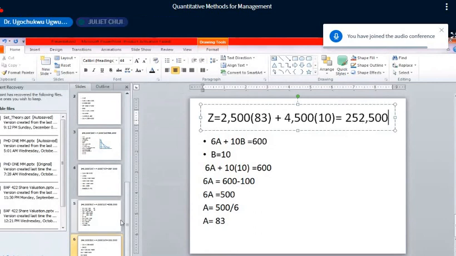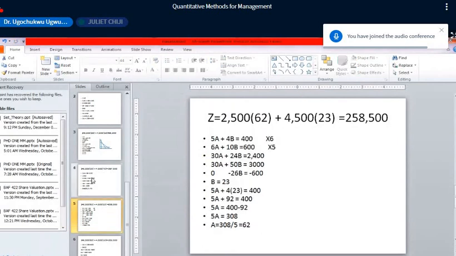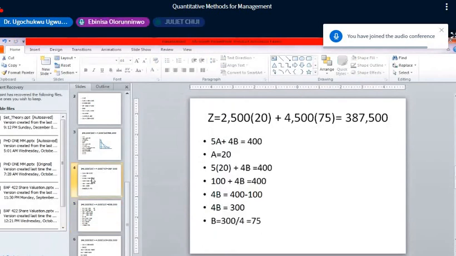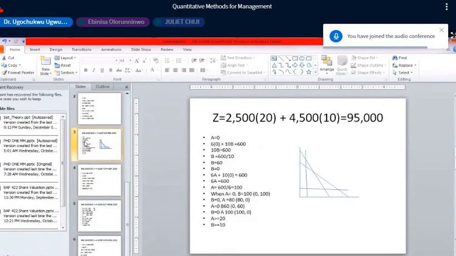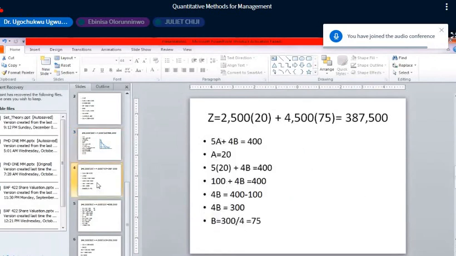Now, if you look at the figures, this is the last one. So if you look, this one is 252,500. This one is 258,500, and this one is 387,500, and this one is 95,000.